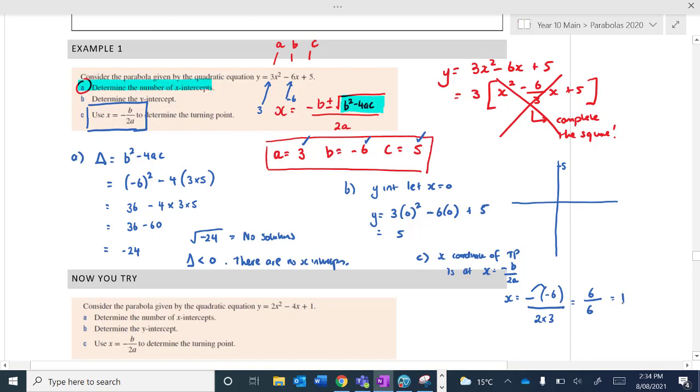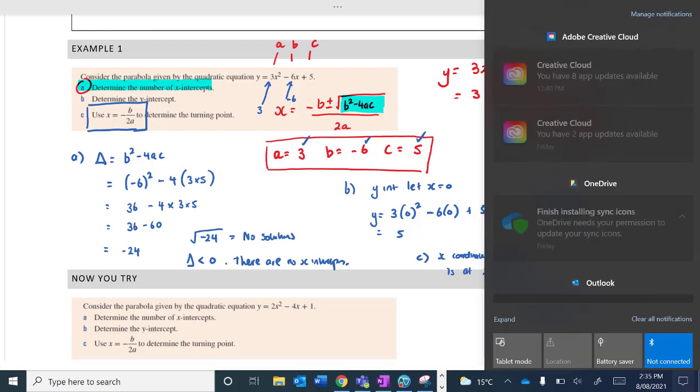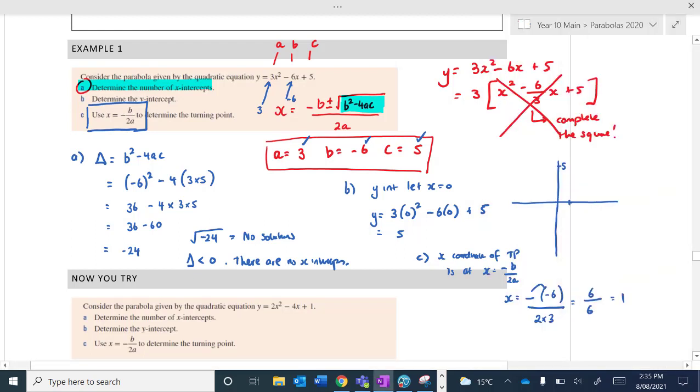Well, what does that mean? It means that at x equals 1, we have a turning point. Basically, it goes down here. It's going to go down here. And of course, we have found that that is 1.